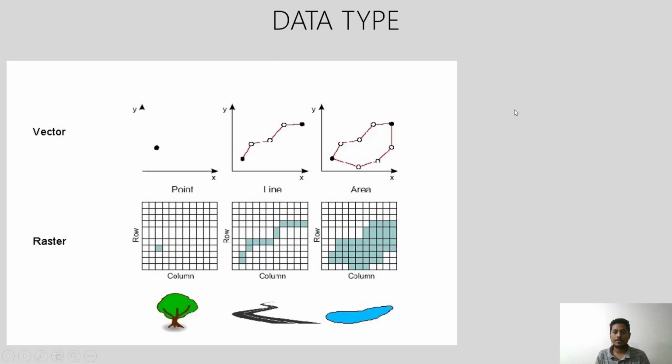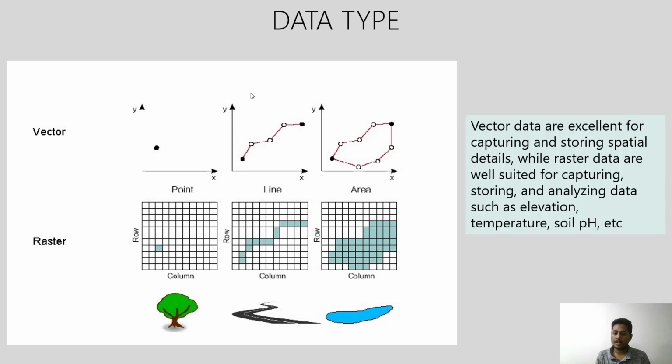There are mainly two types of data. Number one, vector data. It includes point, line, and area. And number two, raster data. Raster data contains a matrix of cells organized into rows and columns, while each cell contains a value representing information. Vector data are excellent for capturing and storing spatial details, while raster data are well suited for capturing, storing, and analyzing data such as elevation, temperature, soil pH, etc.